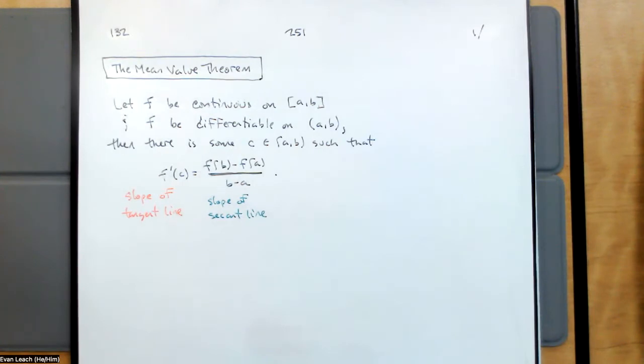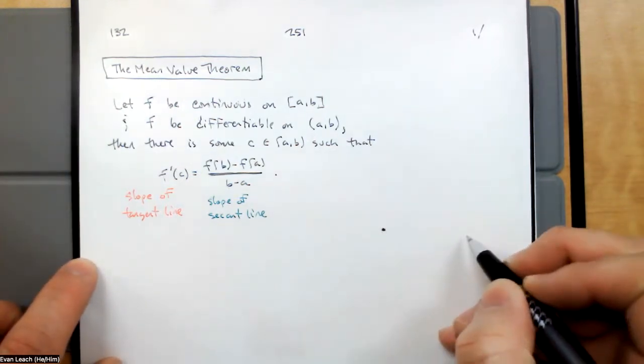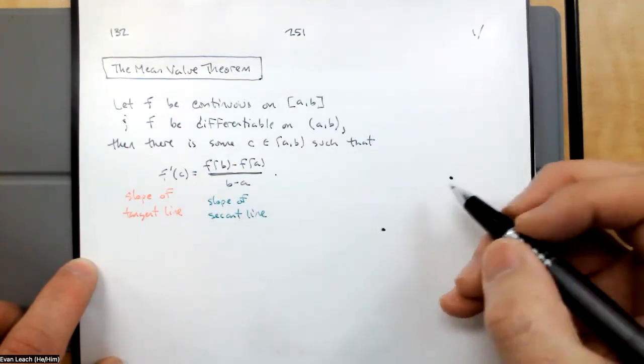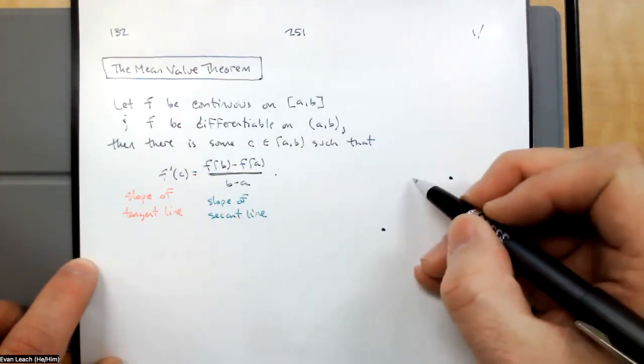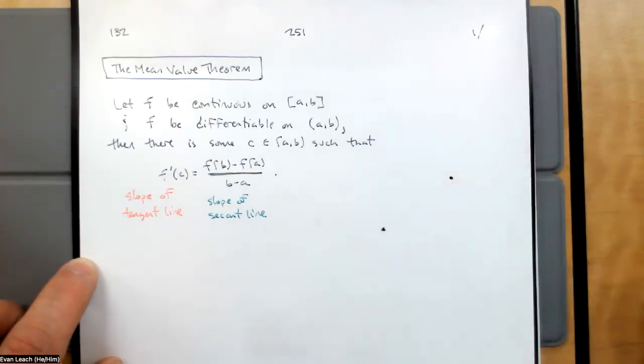And the claim is just that at some point, the tangent line is parallel to the secant line connecting the endpoints. So if we draw a picture, I'm just going to put one turn in.